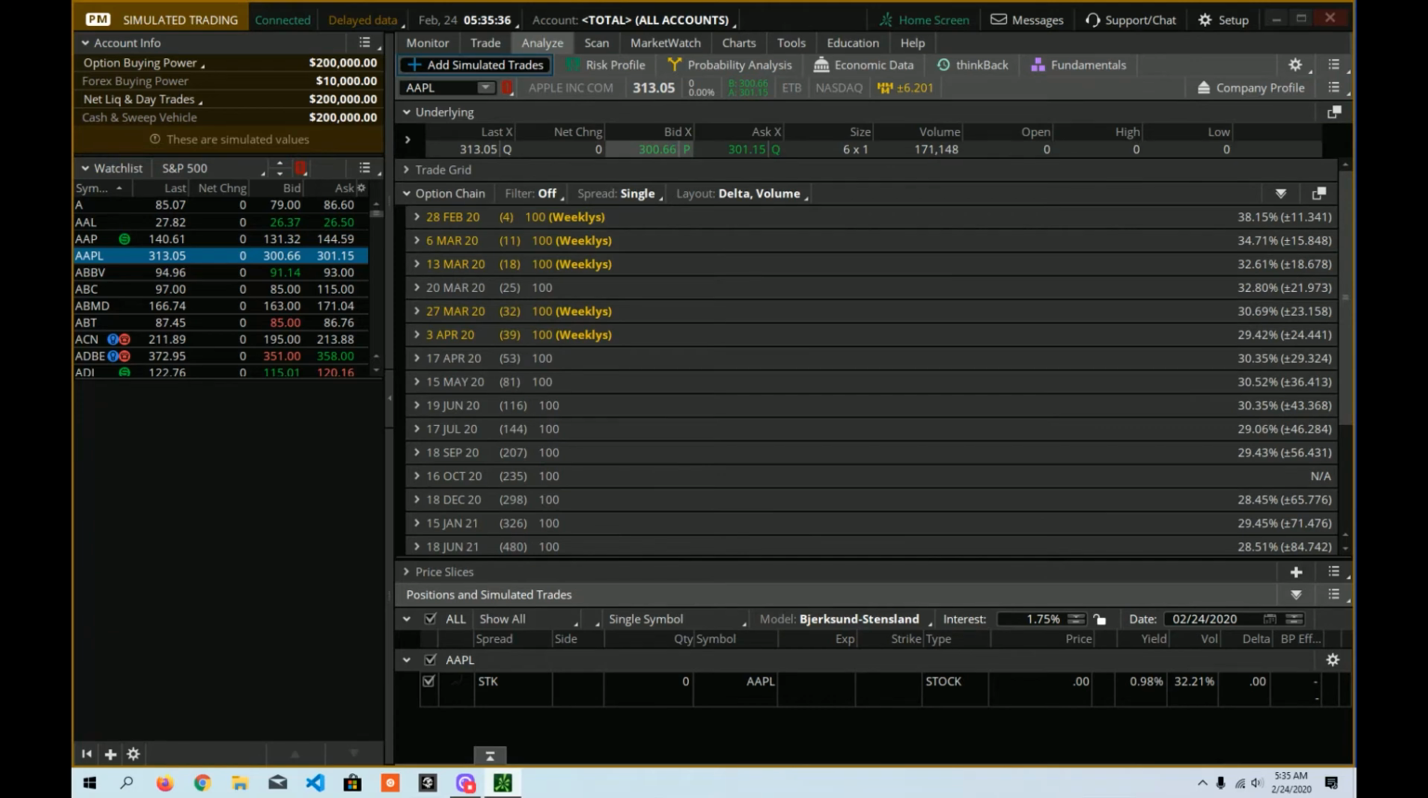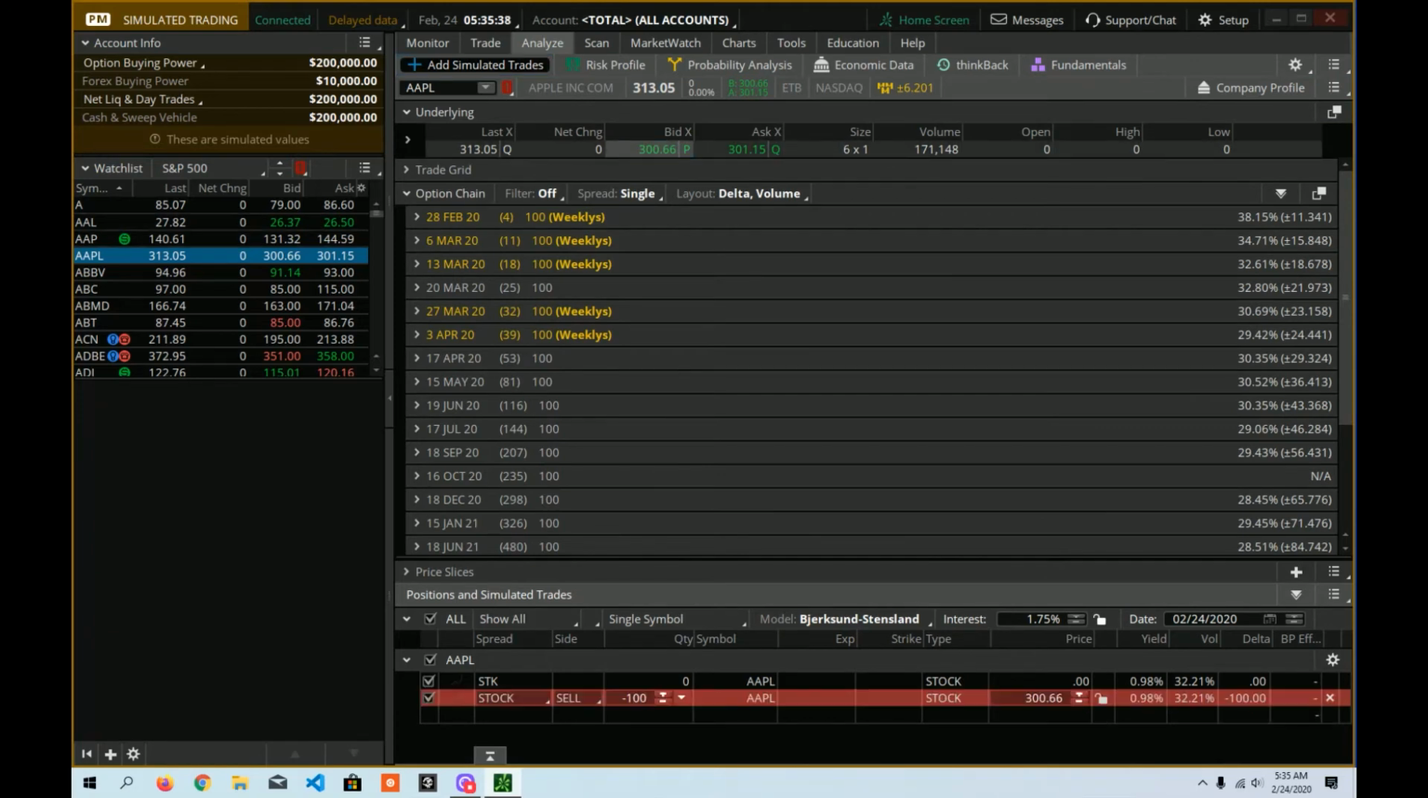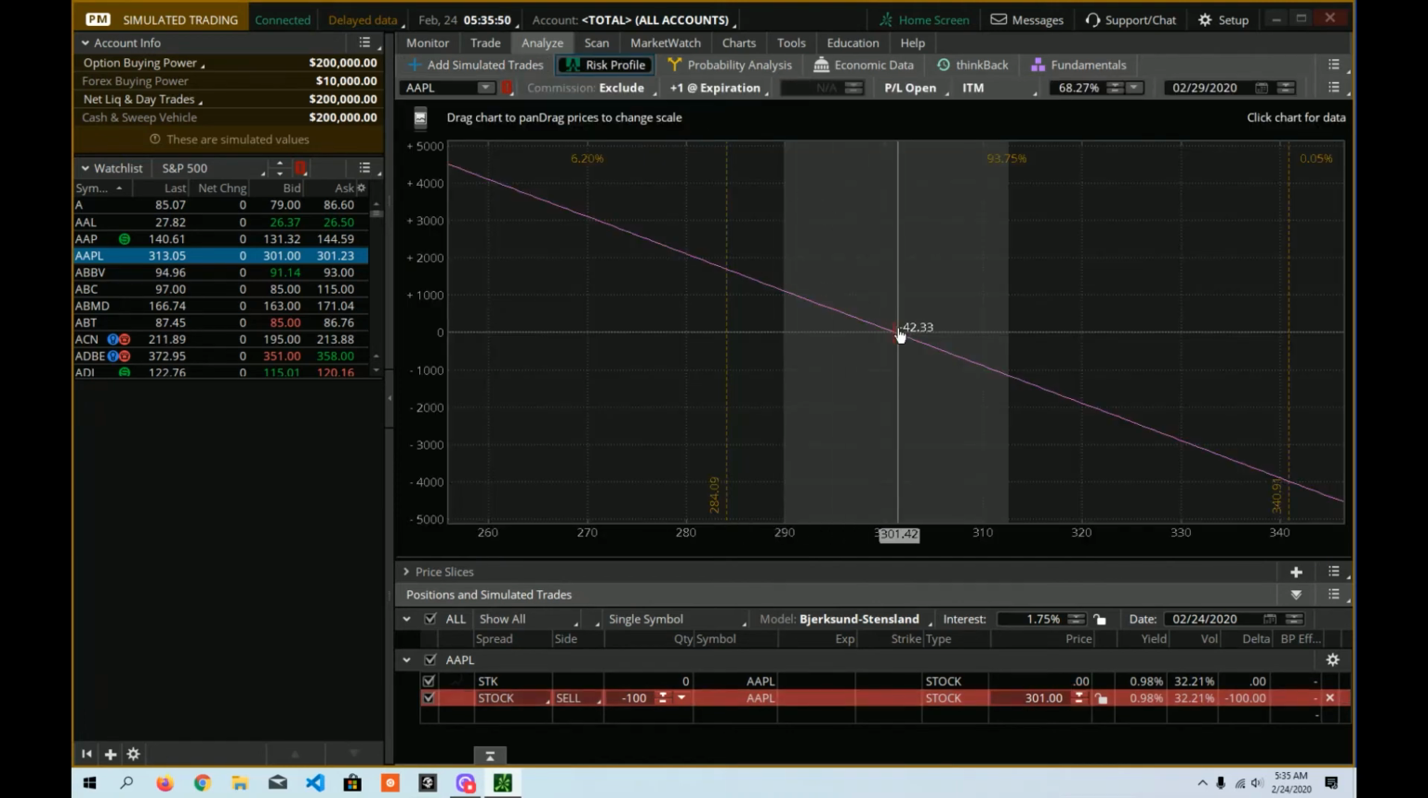If you were to click on the bid, that will then change your order down here. Of course, we're in stock. We're selling 100 shares at this current price, and let's take a look at what that risk profile is. So now, if the market begins to take Apple up, we begin losing money, and if the market takes Apple down, we begin making money.